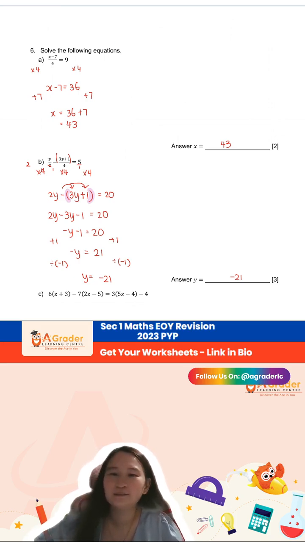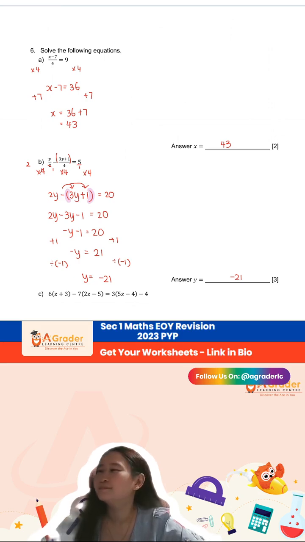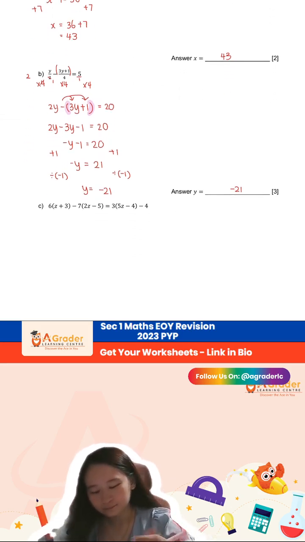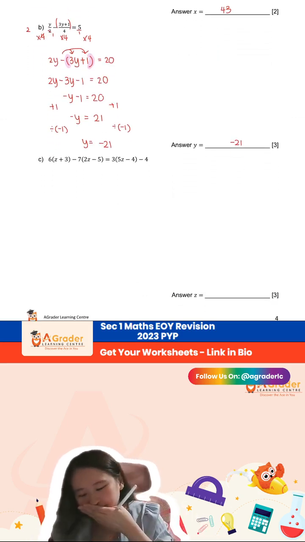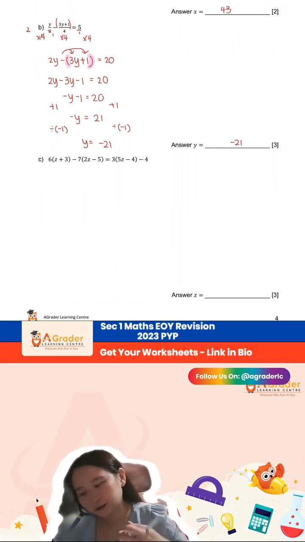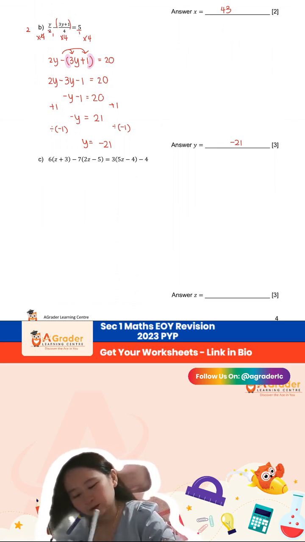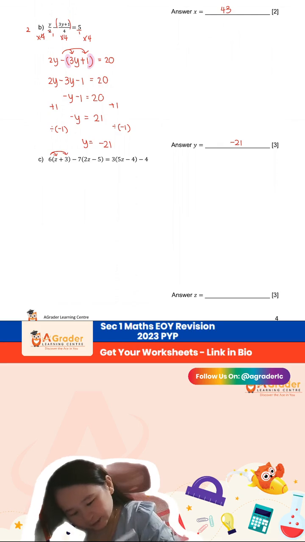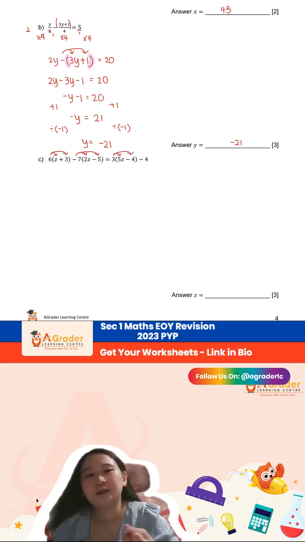Anyone try part C? Yeah, good job. Okay, for part C, we expand first before we solve the equation. So we multiply in the 6, we multiply in the -7, and we multiply in the 3.